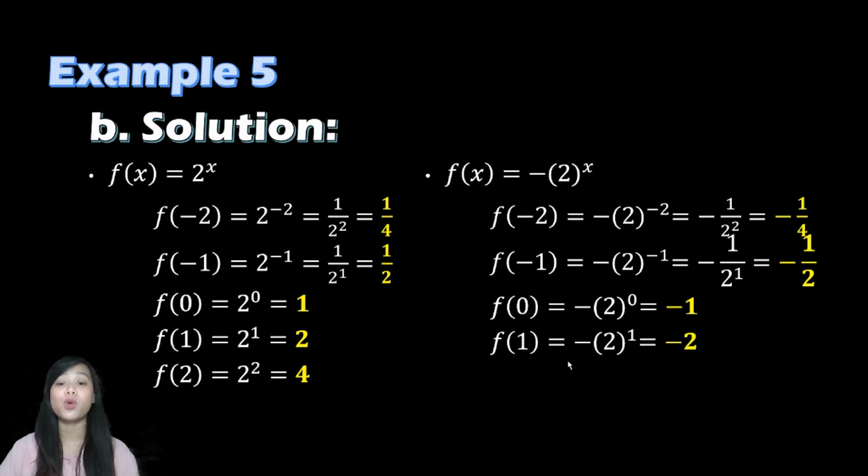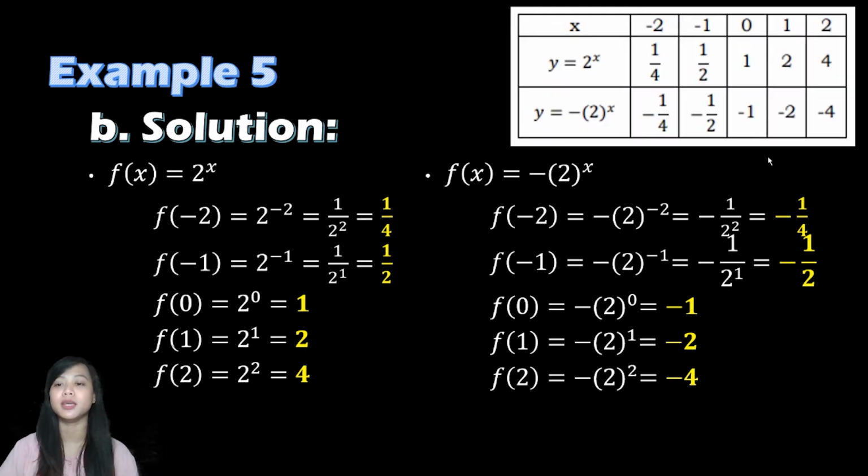Then f of 1, we have negative 2 raised to 1, so that equals negative 2. And lastly, we have f of 2, which is equal to negative 2 raised to 2, that is negative 4. So writing it in a table, we have this table of values.